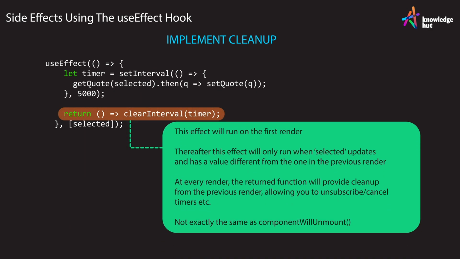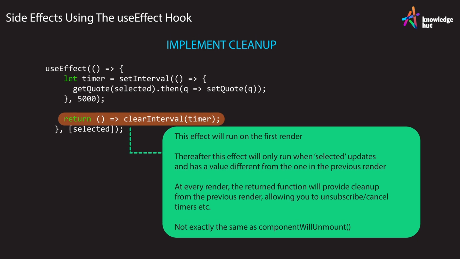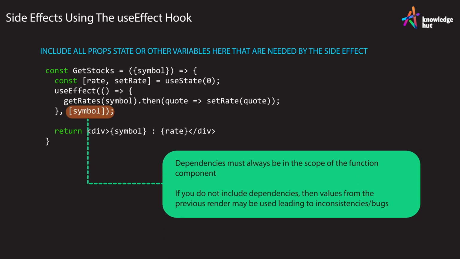Finally, when you return a function in useEffect, it is run every time a component unmounts, allowing you to implement a cleanup. But unlike its counterpart, the componentWillUnmount lifecycle method, React will always run the cleanup of the previous render as long as the given property in the array changes. This means that this setup will clean up both on re-renders as well as when the component unmounts and is removed. The important thing about the contents of this array is that you must include all props, state, or other variables here that are needed by the side effect. And these variables must belong to the component's own scope for this to work correctly.